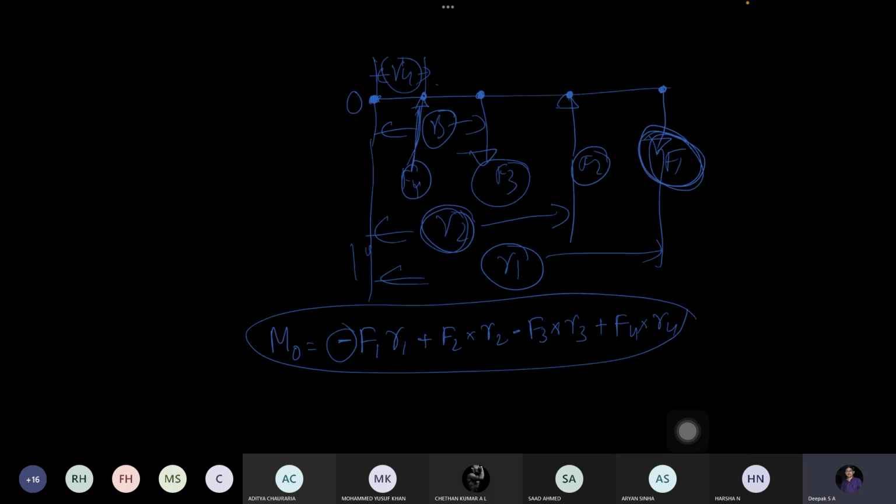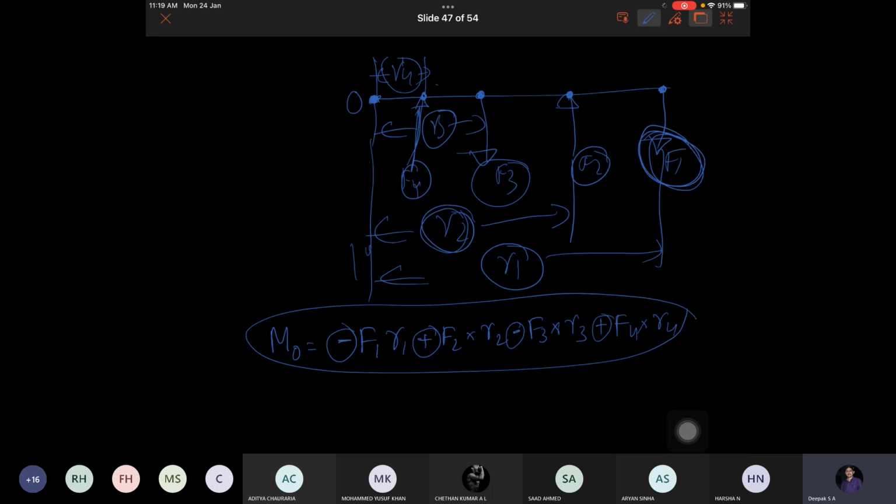See this, the sign depends on which direction the force is acting. You cannot tell in every problem; it will come in minus or plus like that. It depends on the problem. Okay, so now you approach the previous problem.